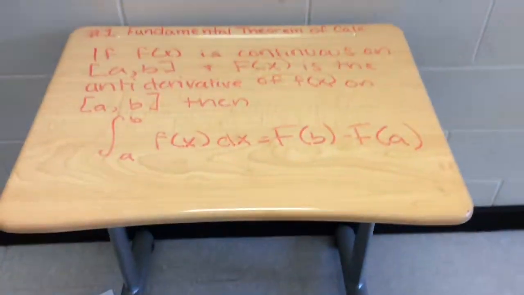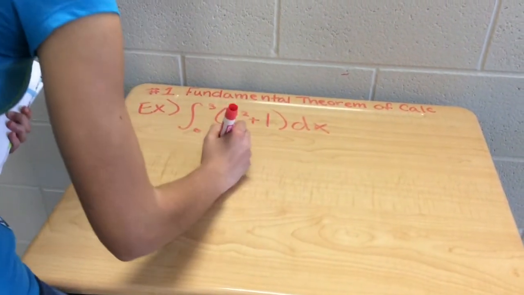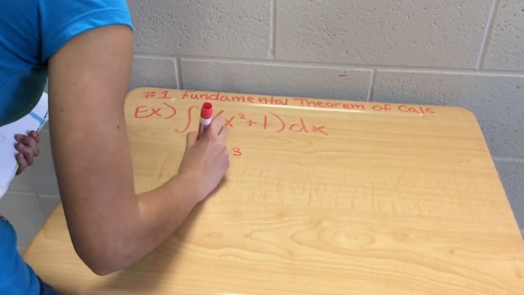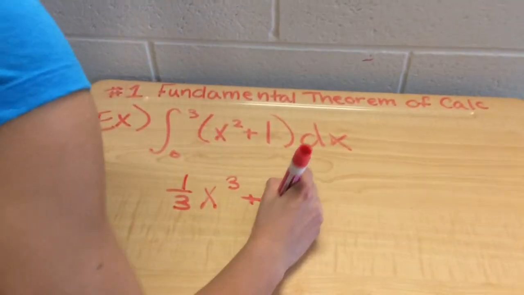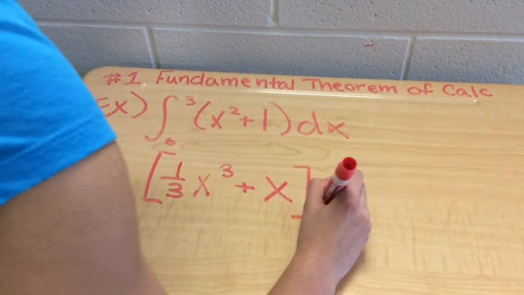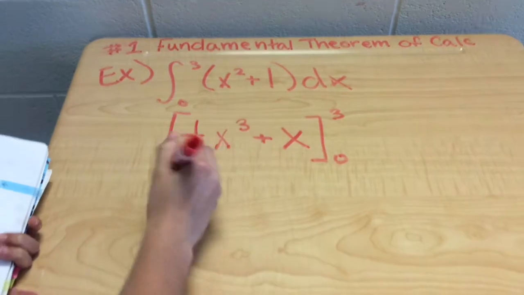Okay, so the first thing we need to do is antiderive this. So for x squared, we bring it up a power, and then put in front the reciprocal. And then for plus 1, we just put in an x. And then this is solved from 0 to 3. So we plug in 3.